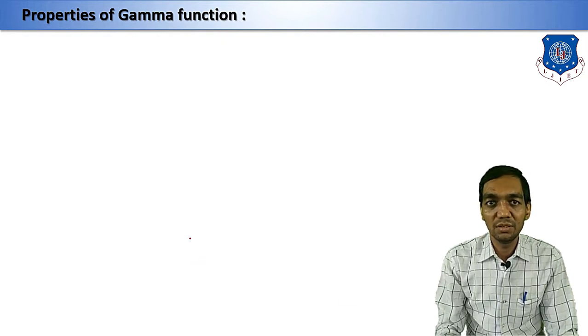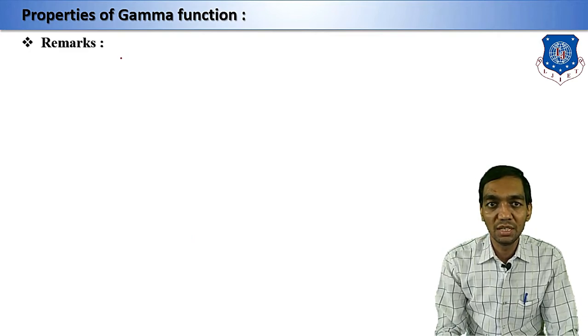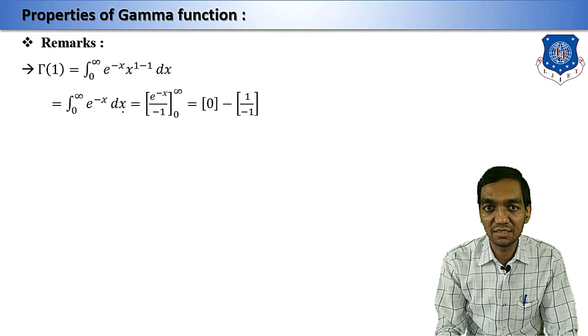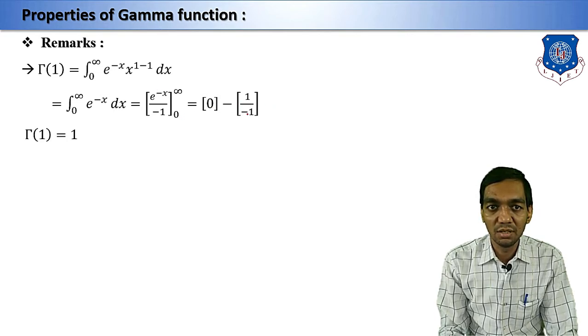Now, with property 2, we have gamma of 1 is equal to the integral from 0 to infinity of e raised to minus x, x raised to n minus 1 dx. Replacing n by 1, x raised to 0 is 1, and we have the integral of e raised to minus x dx, which is e raised to minus x upon minus 1. Substituting the limits, e raised to minus infinity is 0, minus e raised to 0 is 1, so the answer is 1. So gamma 1 has the value 1.